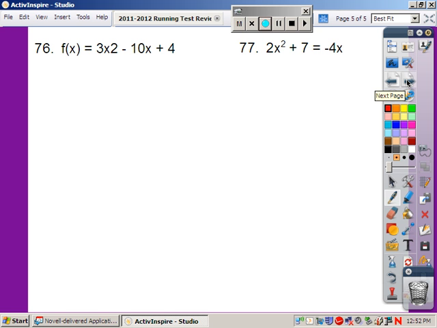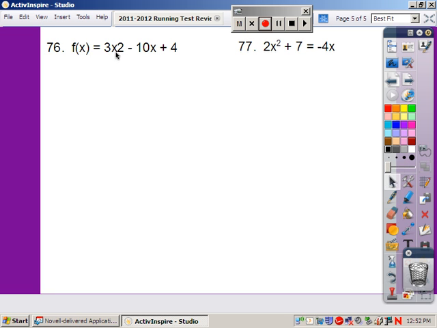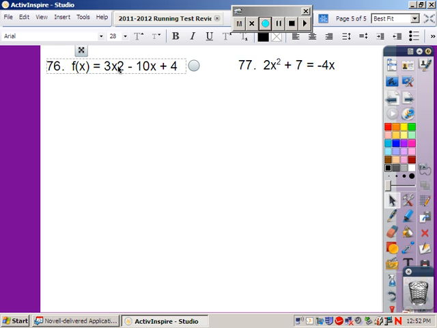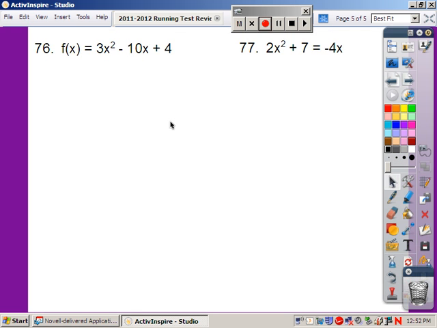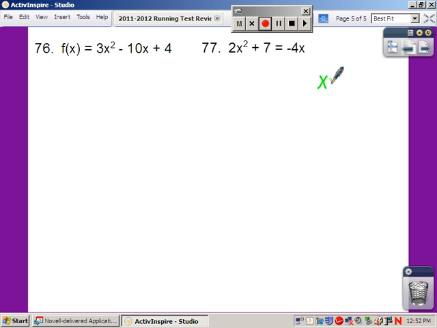Okay, last and not least, we have the quadratic formula. Gotta fix something here. Okay. All right, the quadratic formula is written on your review paper, but in case you happen to not have it with you at the moment, the quadratic formula is this. Negative b plus or minus square root of b squared minus 4ac, all of that over 2a.